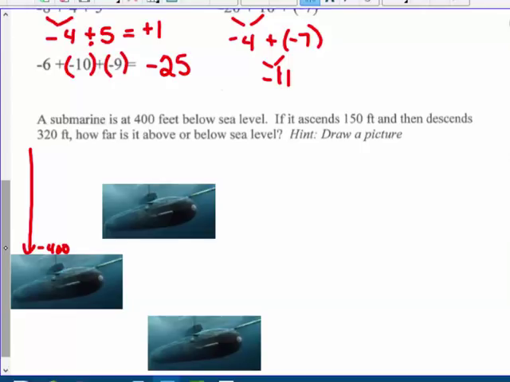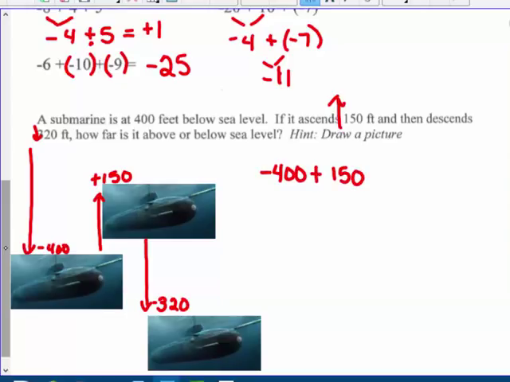It ascends. You have to know that ascending means goes up. So it ascends 150 feet. And then it descends. Descends means that it goes down again. So then it descends 320 feet. If I was to write an expression to go along with this, a submarine is at 400 feet below sea level, so it's at negative 400. It ascends 150 feet, that would be plus 150. And then it descends 320, so then I'm adding a negative 320 for descending. That would be the expression that goes along with this word problem.